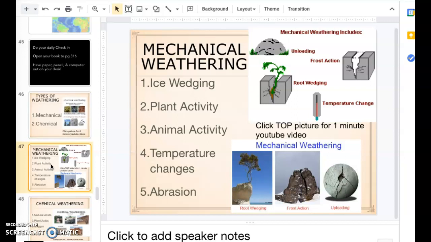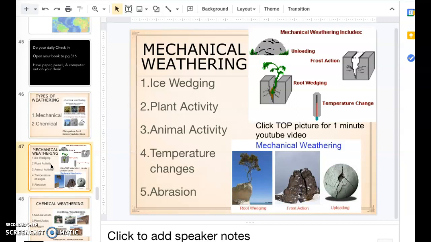Any temperature change, whether it's freezing or extreme heat, can cause a rock to break as well. Similar to if you were making a clay piece of pottery and that pottery in a kiln were to break because of excessive heat. The last thing that your book goes into with mechanical weathering is abrasion.